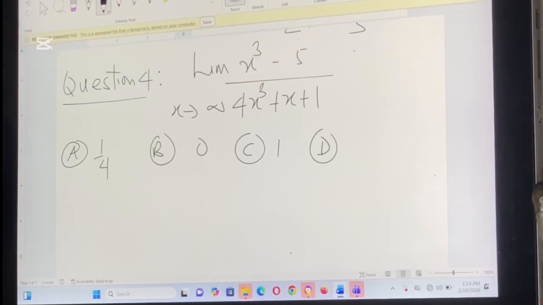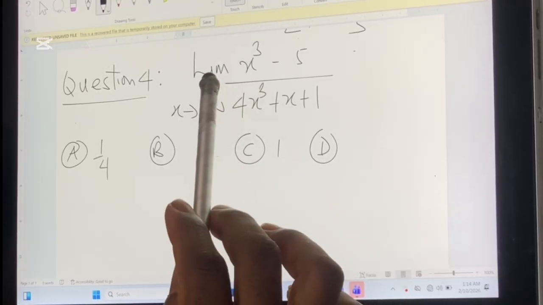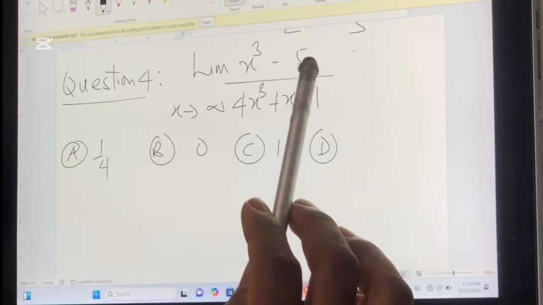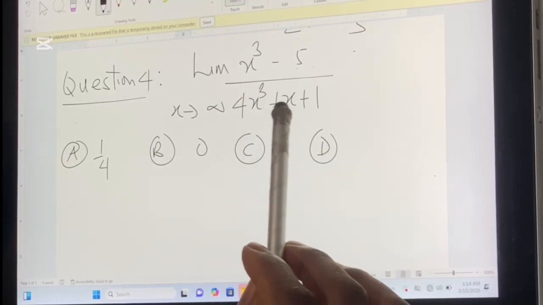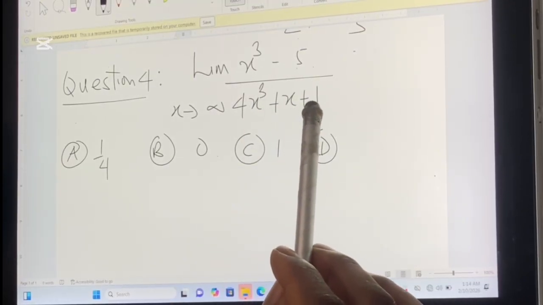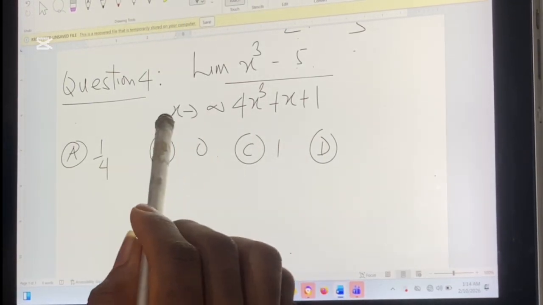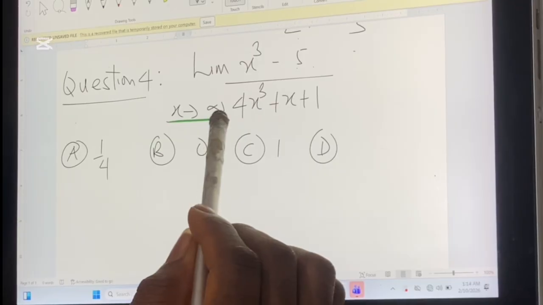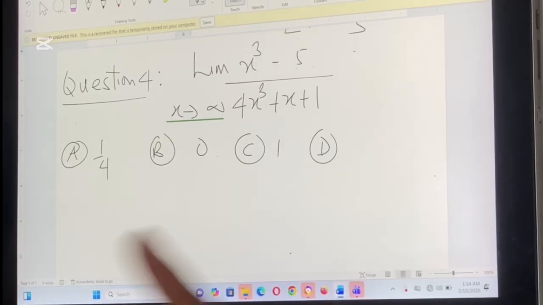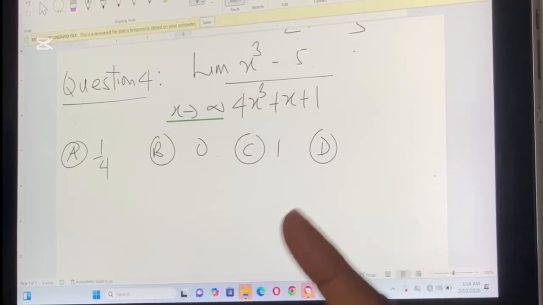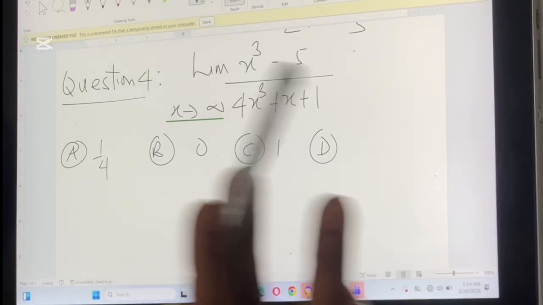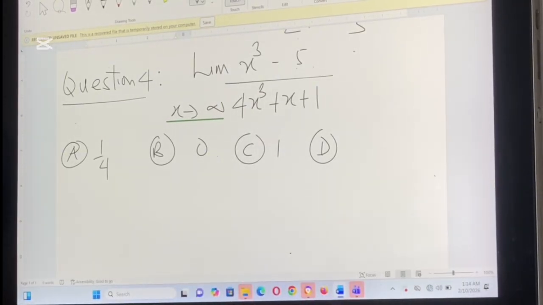Okay, let's solve question 4 under questions and answers in calculus. Now we are given a limit question: the limit of s squared minus 5 over 4s raised to 3 plus s plus 1 as s tends to infinity. As s tends to infinity simply means that this limit is a limit at infinity. Whenever you are given any question on limit and s tends to infinity, it means that particular question is a limit at infinity.